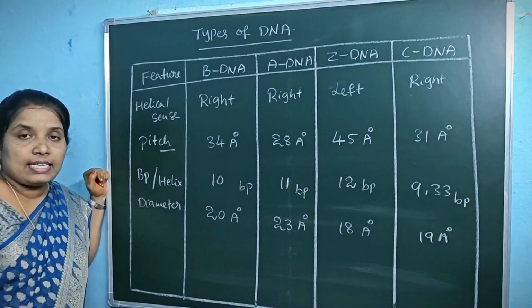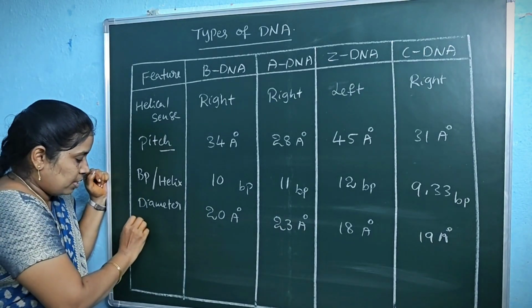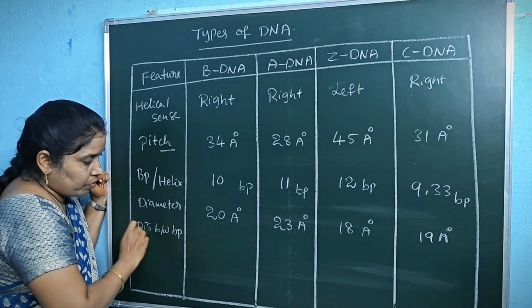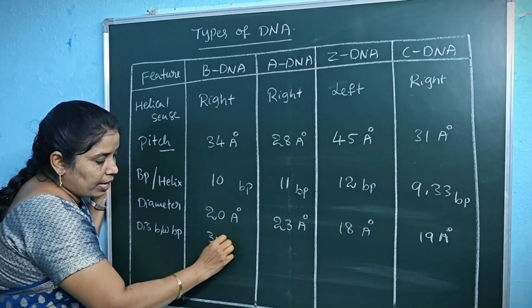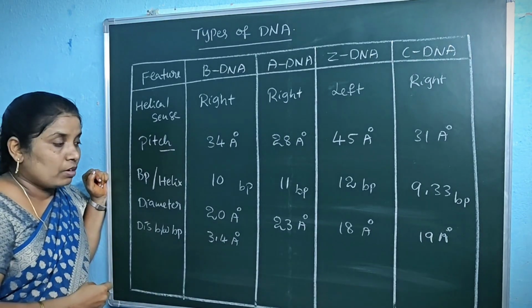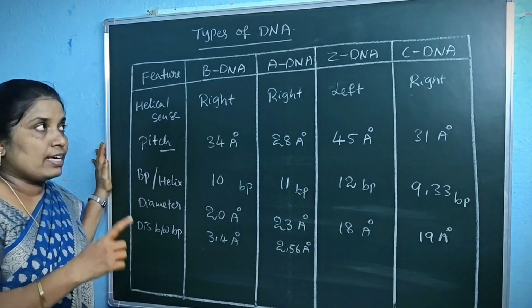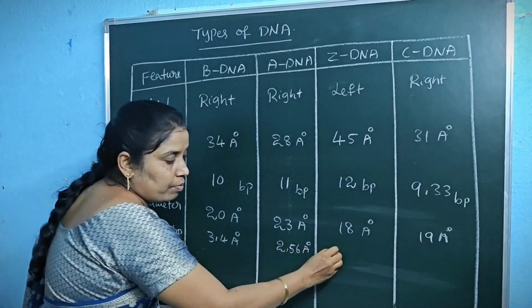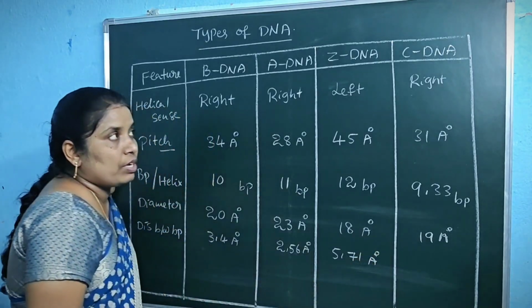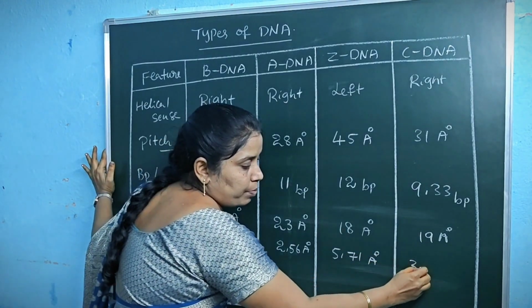Okay, so let's see the distance between the base pairs. 3.4 angstroms is the distance present between the base pairs. 2.56 angstroms. In the case of Z-DNA, 5.71 angstroms. Whereas in the case of C-DNA, 3.32 angstroms.